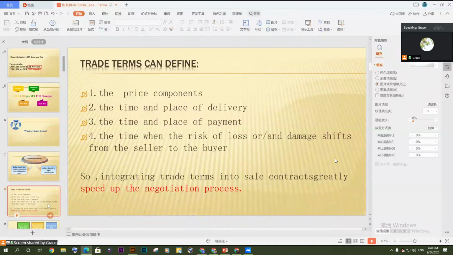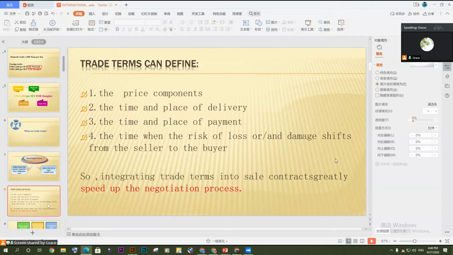Different trade terms have different prices, because different trade terms have different price components. Number 2, trade terms can define the time and place of delivery, and also the time and place of payment. And they can define the time when the risk of loss or damage shifts from the seller to the buyer.